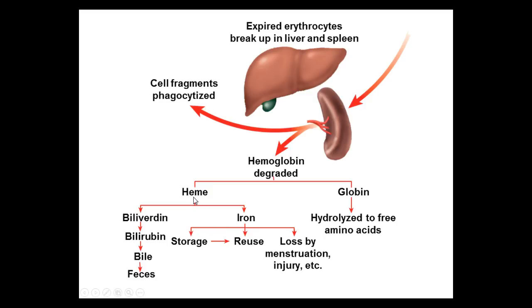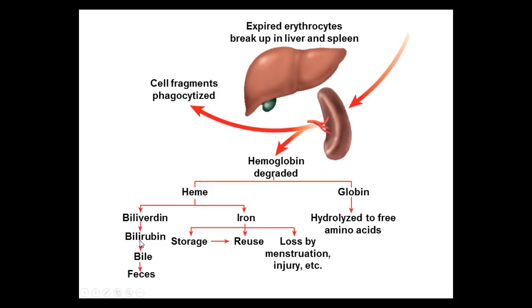Now, the rest of that heme group is converted to a substance called biliverdin within the liver. It is then converted to a substance known as bilirubin, and we then get rid of the bilirubin oftentimes through our feces in a substance that the liver produces called bile. We'll learn a whole lot more about bile later. We definitely try to get rid of this through our feces.